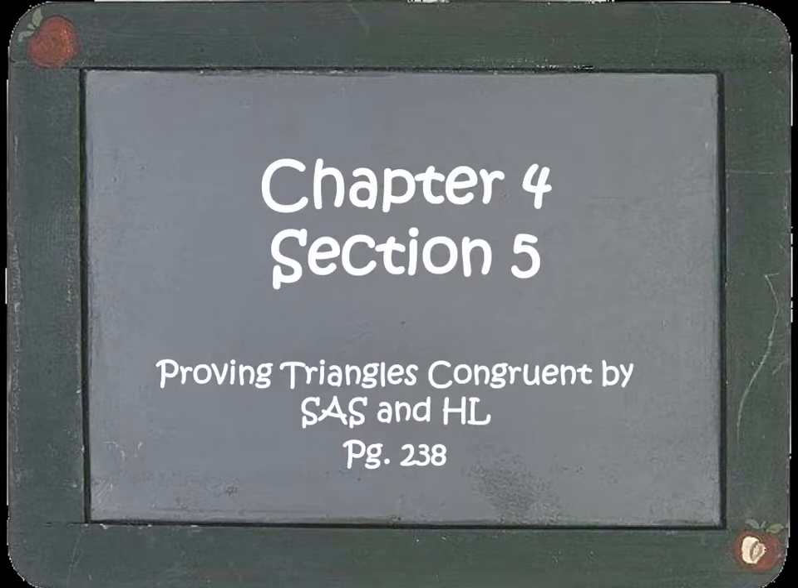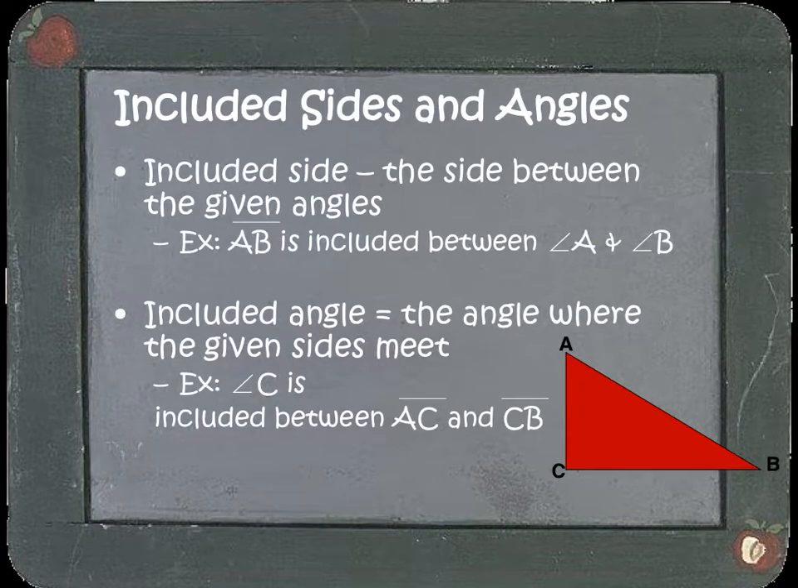Okay, so 2 additional shortcuts coming from section 5. And this time, we're going to learn the side angle side shortcut and the hypotenuse leg. So first, we have some vocab that we need to understand. So the first vocabulary is called the included side. And that means that it's the side between the given angles.